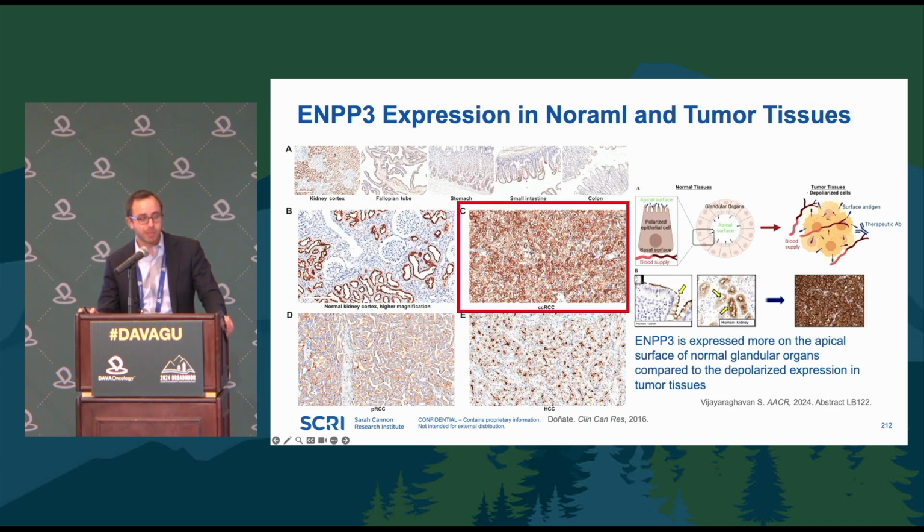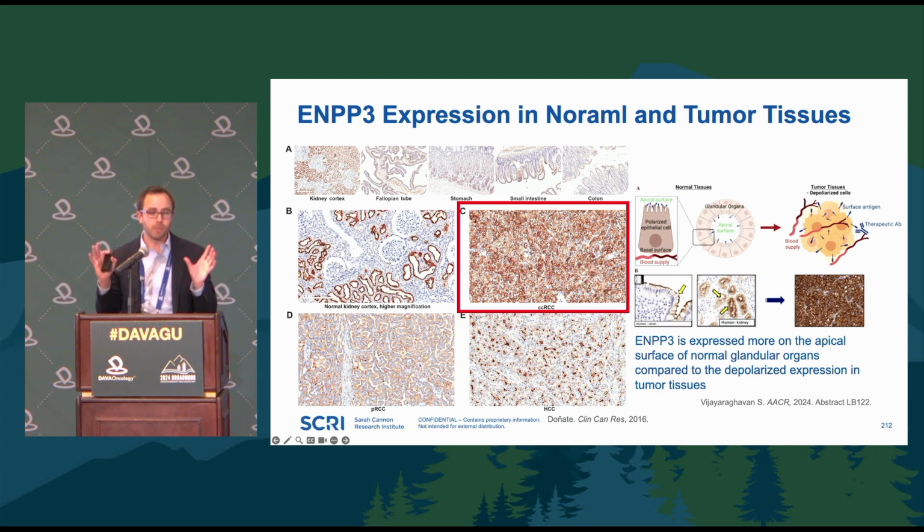And then when we look at expression in normal and tumor tissues, I highlight in dark red here, the clear cell RCC has a lot of ENPP3 expression, making it an ideal target to study for a therapeutic benefit. But it is presented in some other places at low level as well. So on that top row of the histology slides there, you can see normal kidney cortex, fallopian tube, stomach, small intestine, and colon.